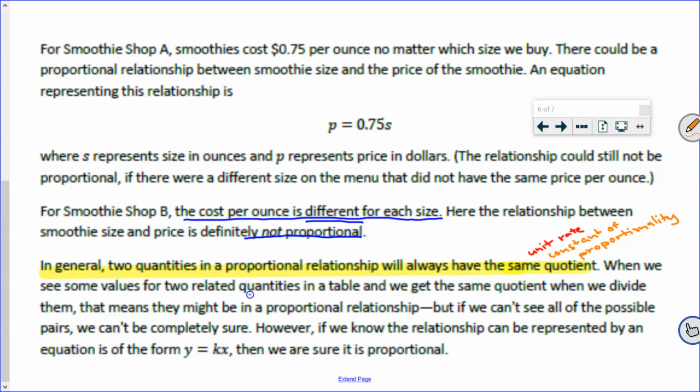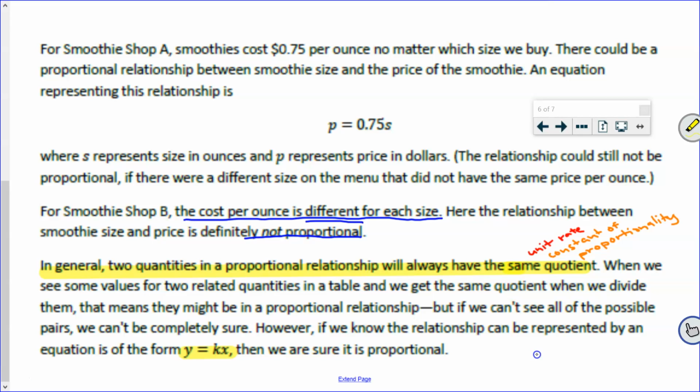When we see some values for two related quantities in a table and we get the same quotient when we divide them, that means they might be in a proportional relationship. But if we can't see all of the possible pairs, we can't be completely sure. However, if we know the relationship can be expressed by an equation in the form y equals kx, then we are sure that it's proportional.